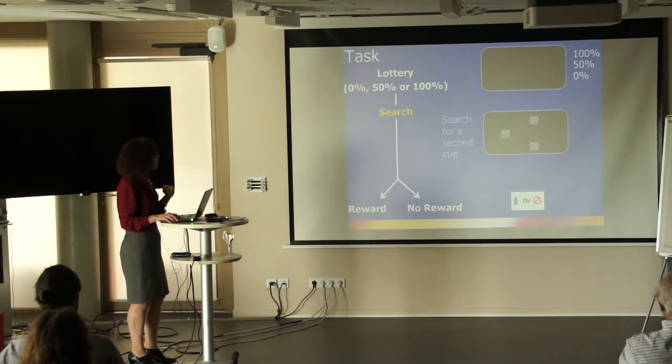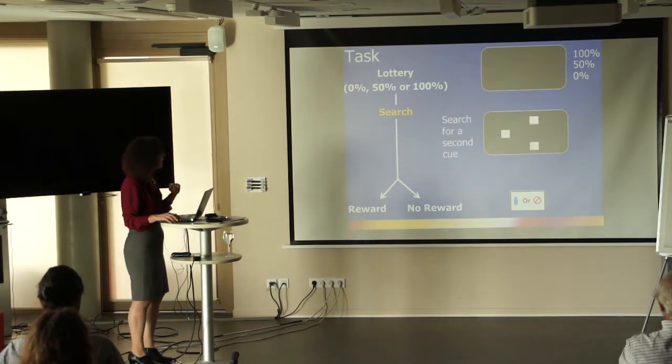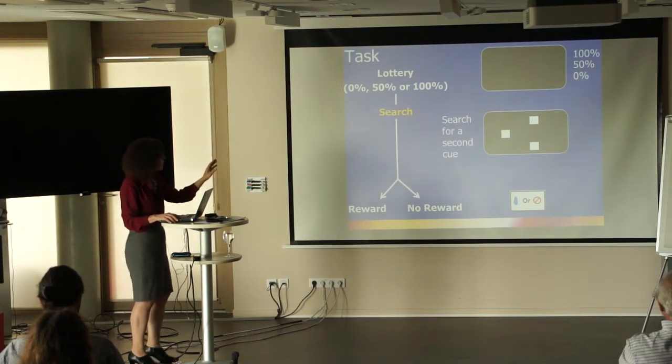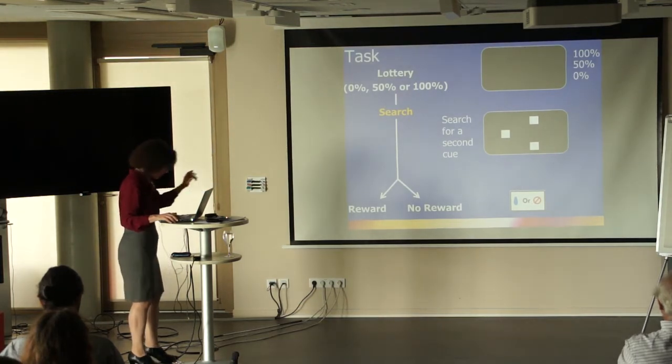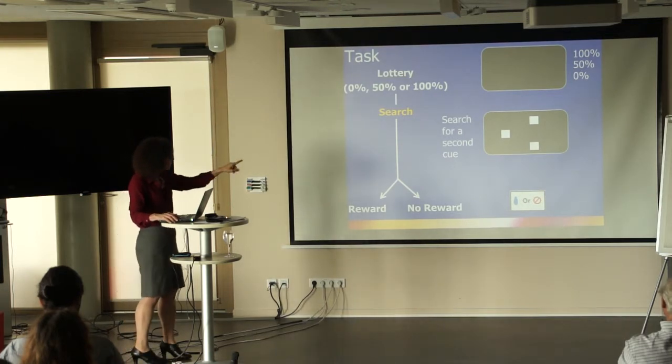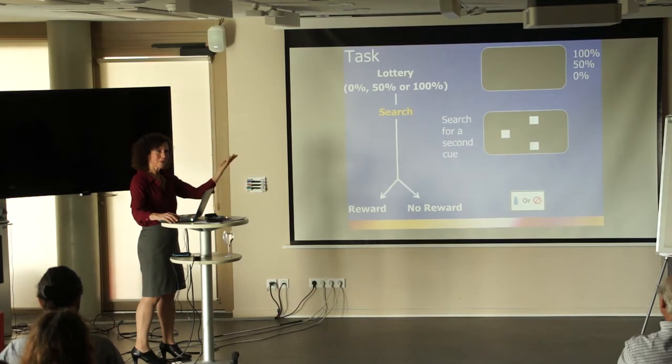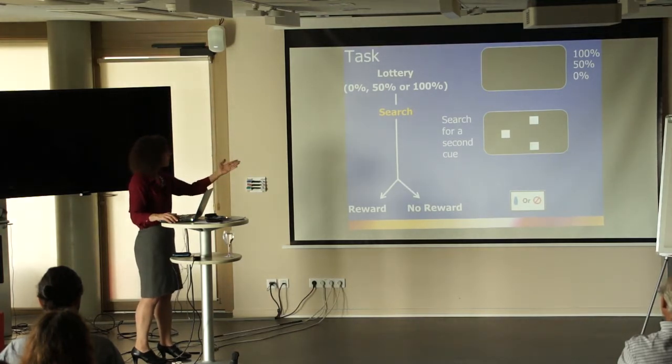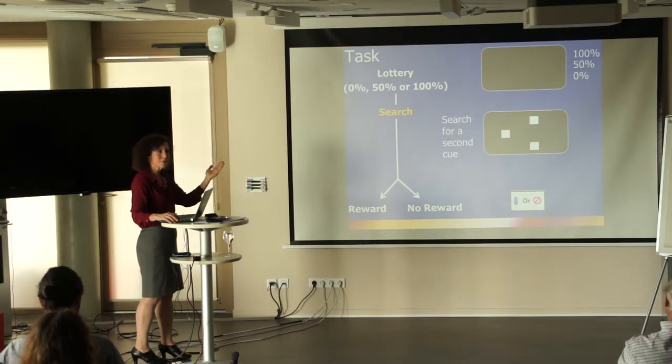In between, while he's waiting, he gets a search display. It's a display of placeholders, and his gaze is free to do as he wants. The rules of the game are such that if he looks at one placeholder and holds his eye there for a minimum fraction of time, that placeholder turns and reveals what's underneath it. Two of these have just a meaningless pattern, but one of the placeholders contains a second cue. That cue gives the monkey deterministic information of whether it is 100% or 0% reward. So that cue can fully resolve the uncertainty.